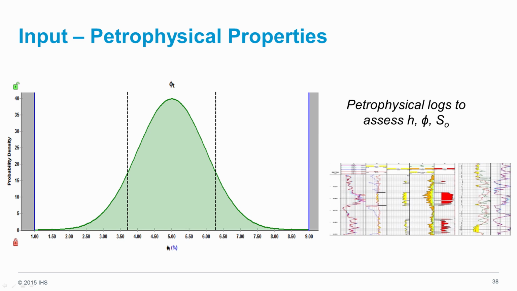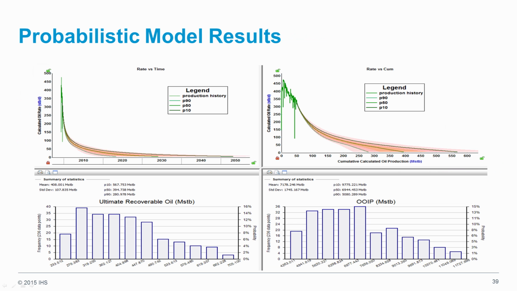For all of the petrophysical properties, I have specified distributions, and ideally these distributions would come from a petrophysicist who has looked at the logs and has a good idea of the uncertainty in net pay, porosity, fluid saturation. Once all of these distributions are specified, we are ready to run the simulation. And once the simulation is finished, we have our probabilistic model results.